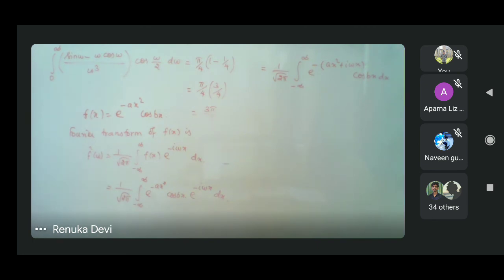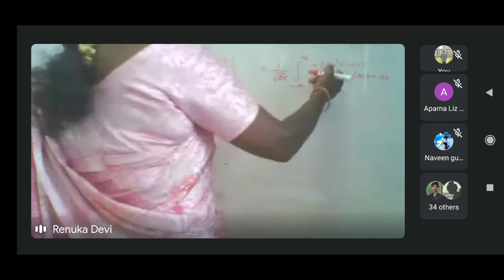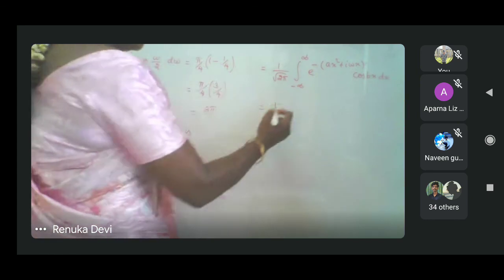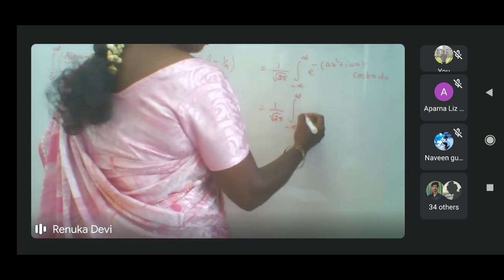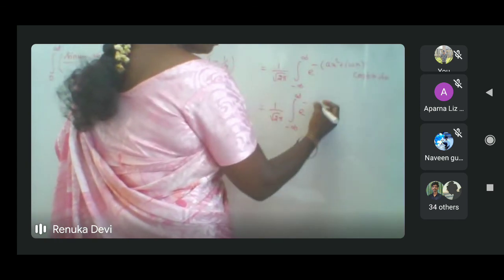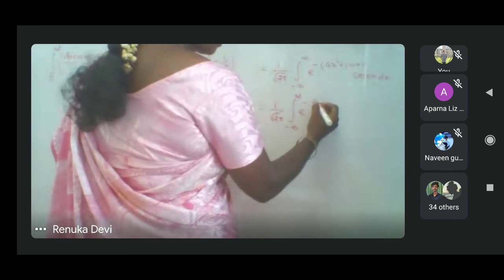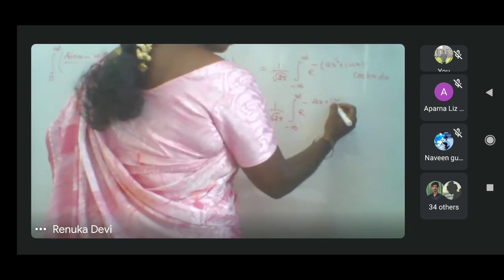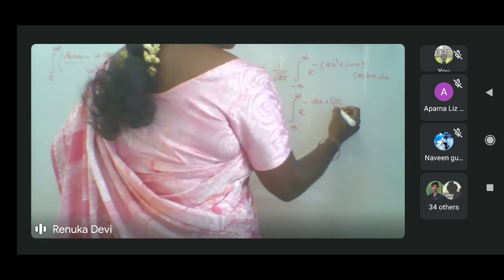Then you have to evaluate both the integrals. That is, you apply integration by parts and then get the result. First you make it into a perfect square in the usual manner. How will you do this, from minus infinity to infinity? This is minus a x square, therefore root a x, isn't it? This is root a x plus i into w by 2 root a, the whole square.